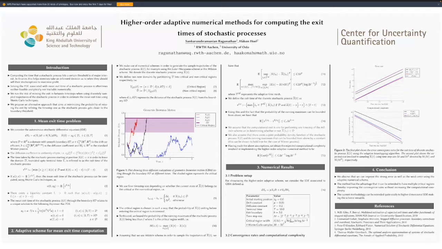So what is the exit time? Exit time is the first time that a process actually crosses a threshold. And this is very important when it comes to finance and in physics. So for example, in finance, a person might be interested to know which is the optimal time to buy or sell a stock or an option so that he or she can maximize the profits associated with the stocks or the options. So exit times play an important role in finance and in physics.